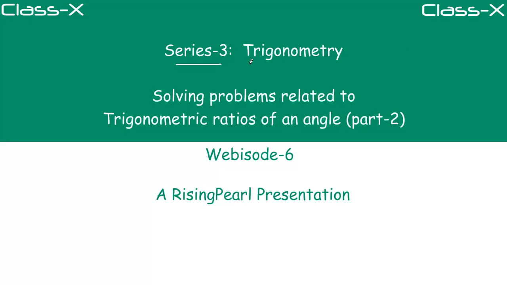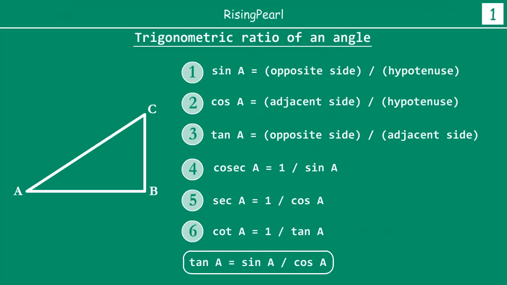We are talking about series 3, learning a lot about trigonometry. This is webisode number 6 and today we are going to talk about solving problems related to trigonometric ratios of an angle. This is our part 2. We started on webisode 5, last webisode, that was our part 1. So friends, let's continue to look into these questions.